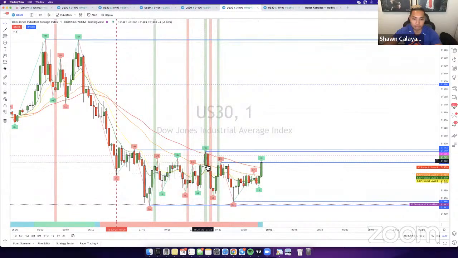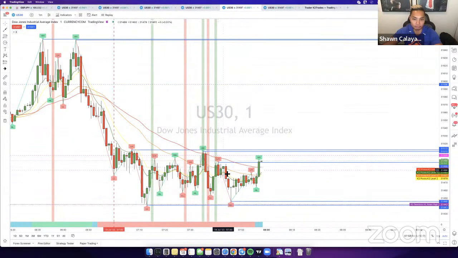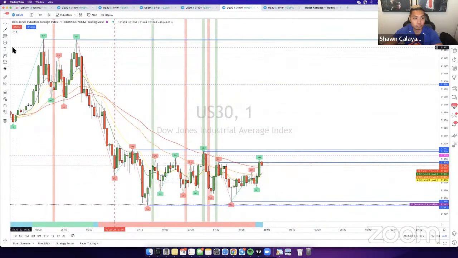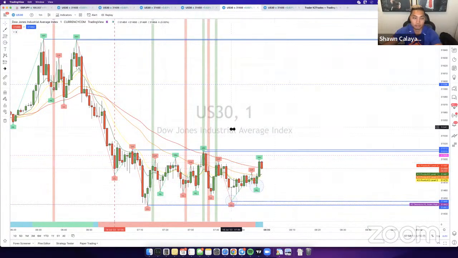There's no buy signal yet. There's currently a buy one running right now. But now the lows over here are confirming. So it looks like price might be shifting to the upside.